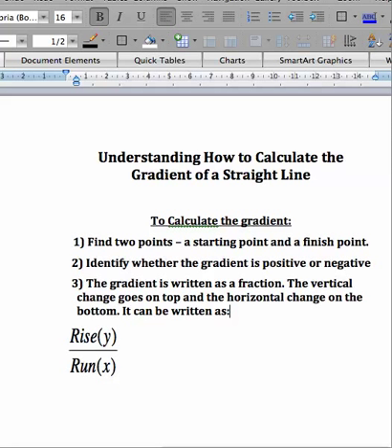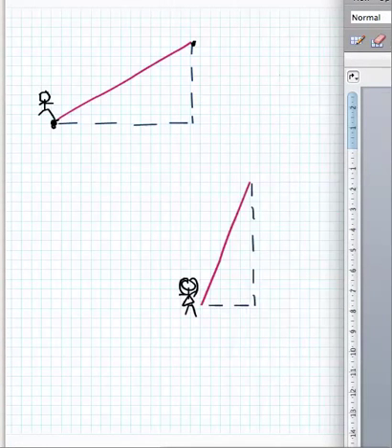Hi, so this session is on understanding how to calculate the gradient and what the gradient actually is. It relates to a straight line, so the gradient of a straight line. And we'll just discuss what the gradient actually is.